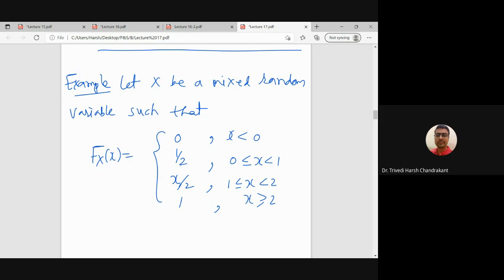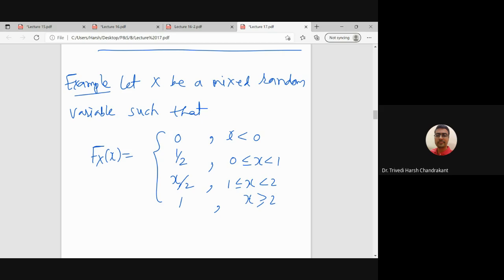At x equals 1, the right limit is 1/2, that is the value 1/2 at 0. At 1, the left limit is half, and the value of the function at x equals 1 is half. Similarly, the left limit at 2 is 1, and the value of the function at 2 is also 1. So it is left continuous at 1 and 2, right? But it is not left continuous at 0, because the left limit is 0 and the value of the function at 0 is half.